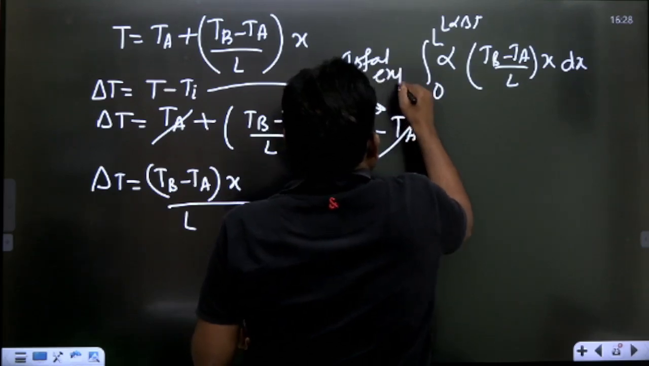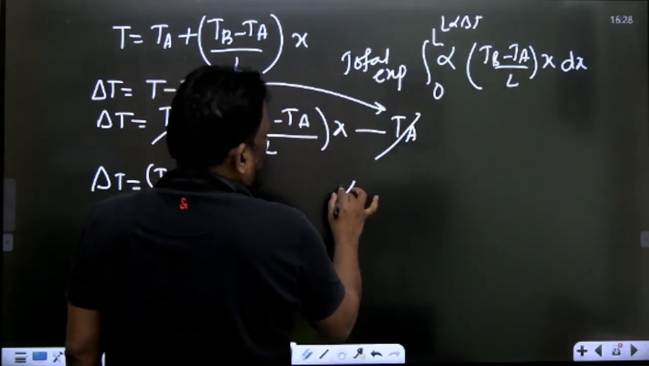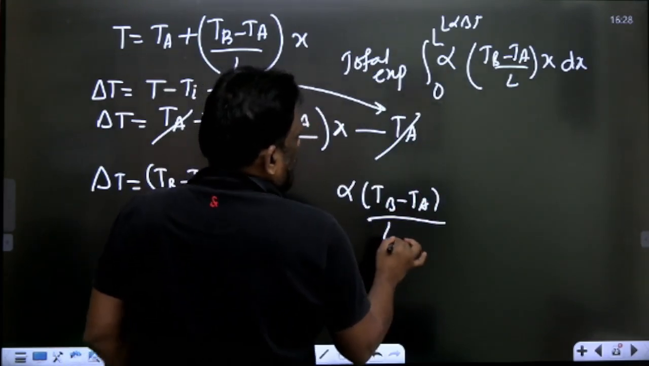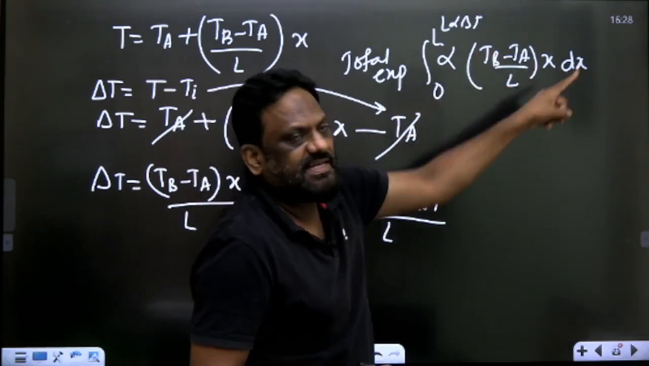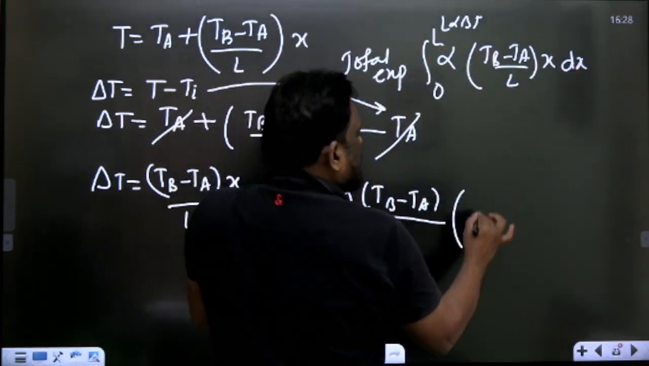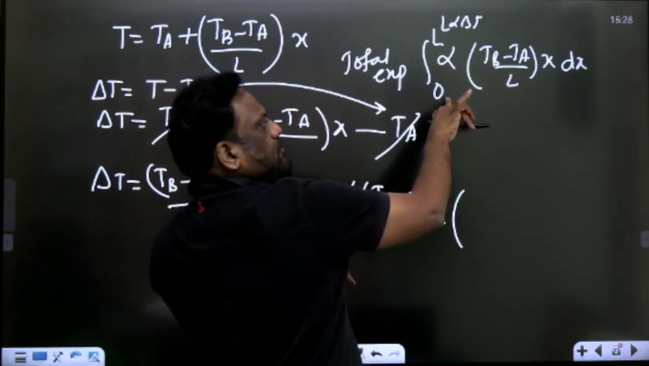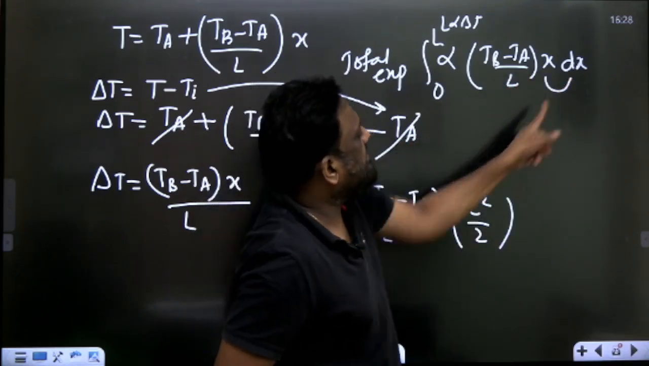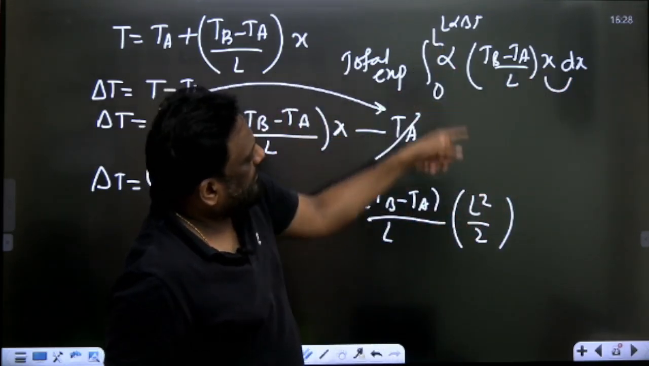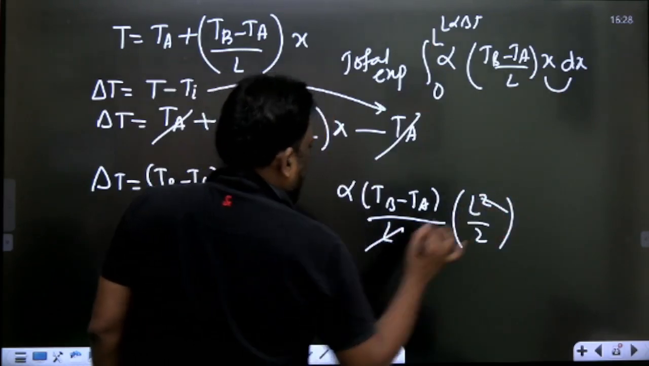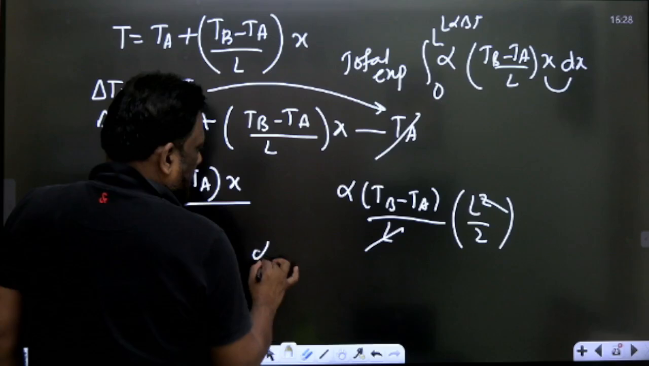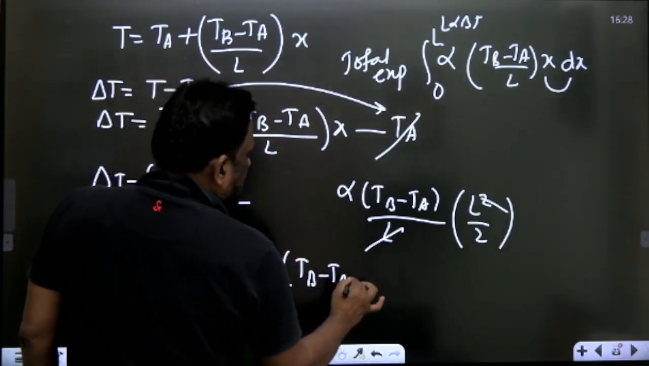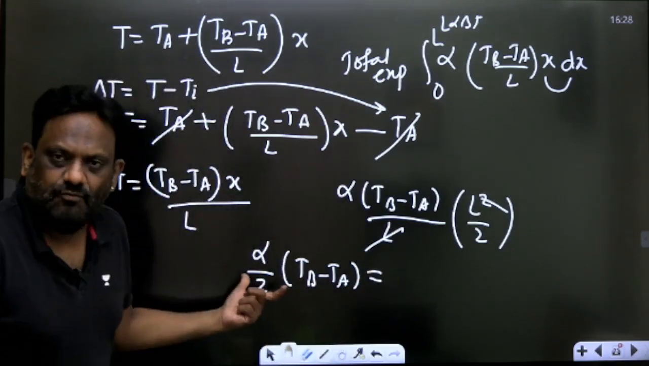Same logic. तो alpha (TB minus TA) by L, alpha L. What is x dx? x square by 2. The lower limit has no meaning. तो L square by 2, x dx is x square by 2, तो L square by 2 खत्म. So the total expansion will be alpha by 2 into (TB minus TA), and that should be equal to the total expansion whatever you are getting.